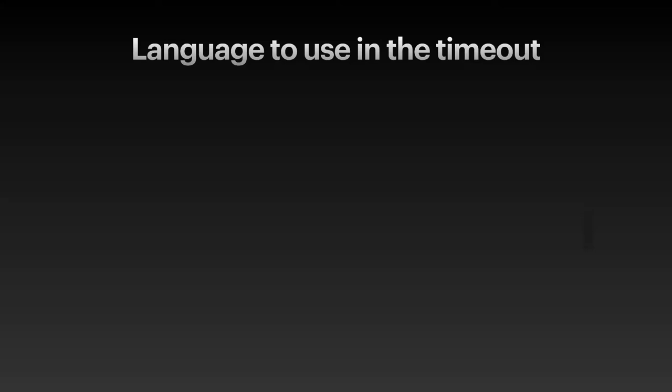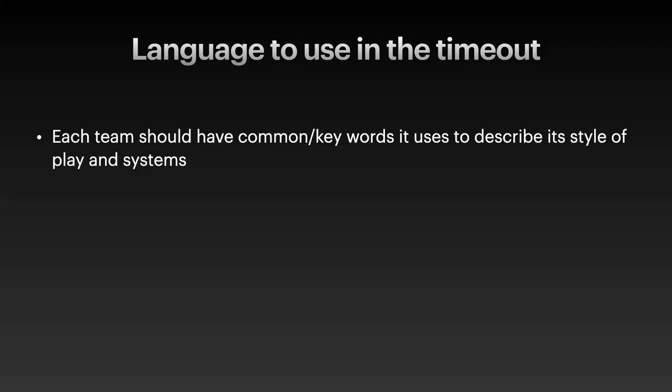We also use, for example, on defense, three different checkpoints where we send our ball carriers to. We can use those and talk about the different checkpoints. So the first thing I always try to do in a timeout is make sure I'm using the common or key words that describe our style of play and our systems, so that when we're trying to fix something, in the pick and roll this time we're going to do this, or in the low post we're going to do this.